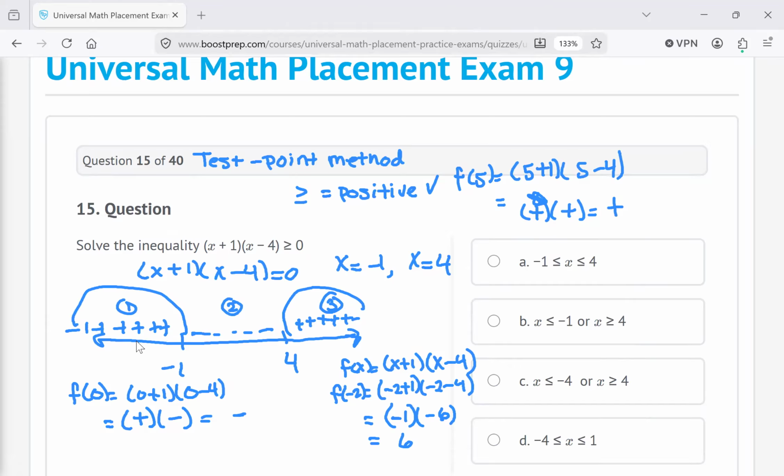So how would I express region 1? You can express that as x is less than or equal to -1. And then how would I express region 3? It would be x is greater than or equal to 4. So it looks like B, right? x is less than or equal to -1, or x is greater than or equal to 4. Okay, so that is called the test point method.